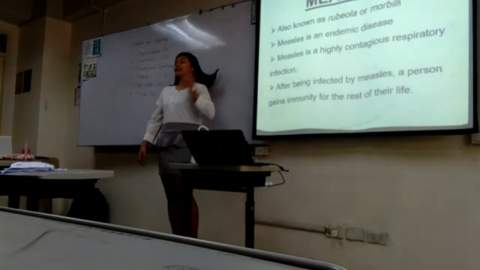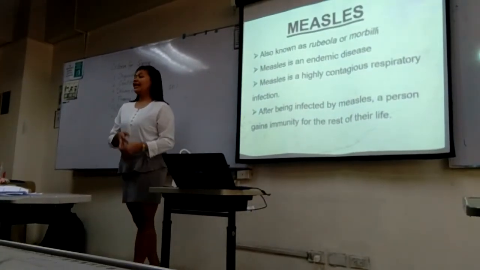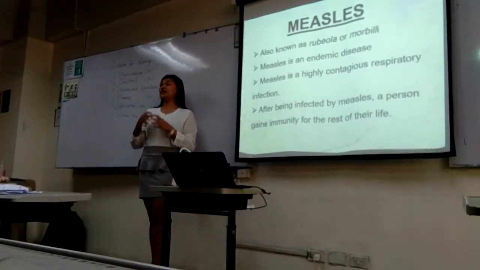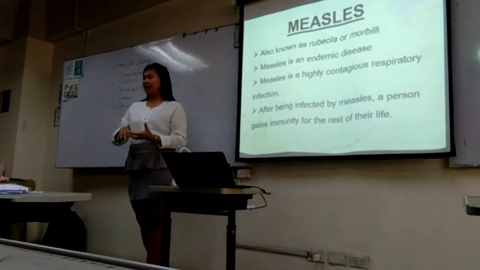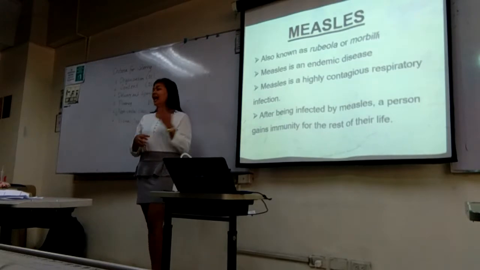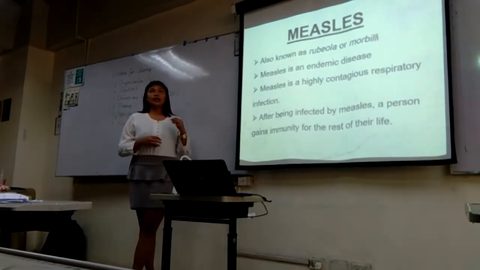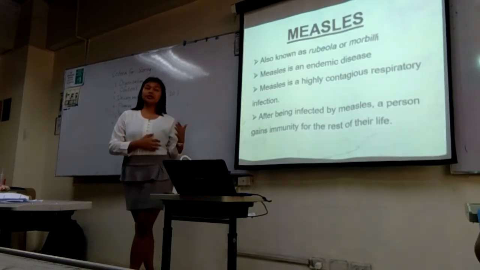What is measles? Measles is also known as rubella or morbilli. It is an endemic disease, meaning it is continually present in a community and many people can develop resistance. Measles is a highly contagious respiratory infection that can spread from person to person.